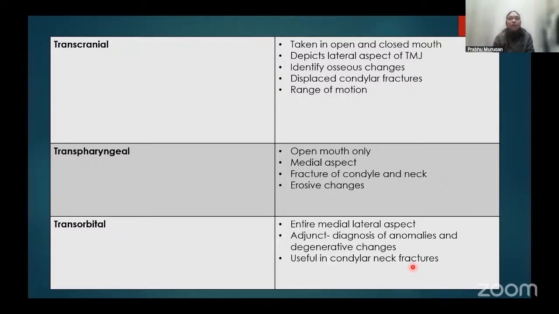See, ideally for condylar neck fractures and all, the reverse Towne's is the common one. These are like adjunct or supportive X-rays. If at all it's not clear there, or if there's some problem in taking the reverse Towne's view, then we go in for this transorbital, transpharyngeal and all. Okay.